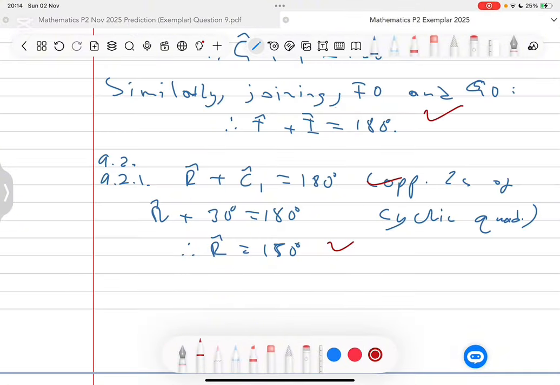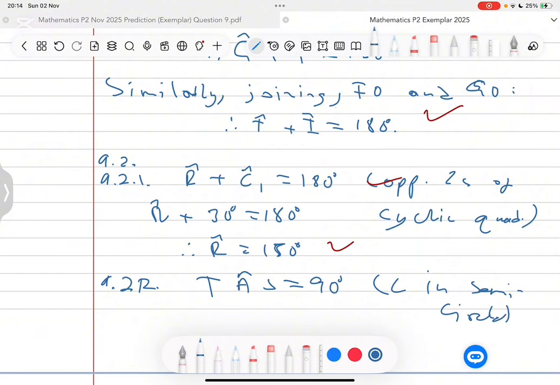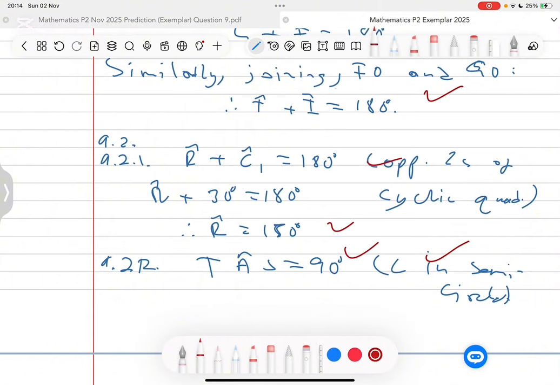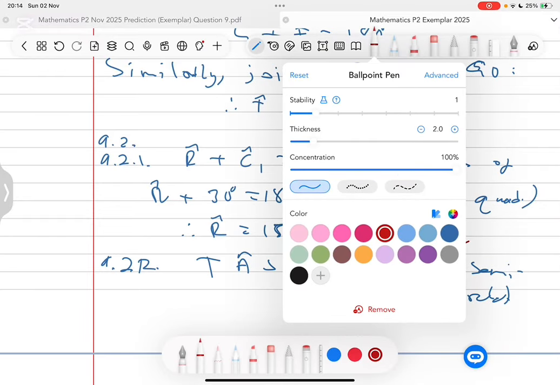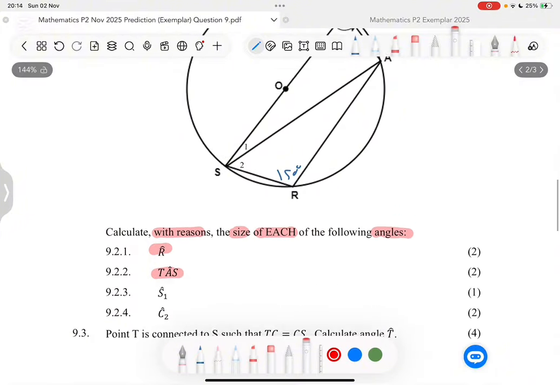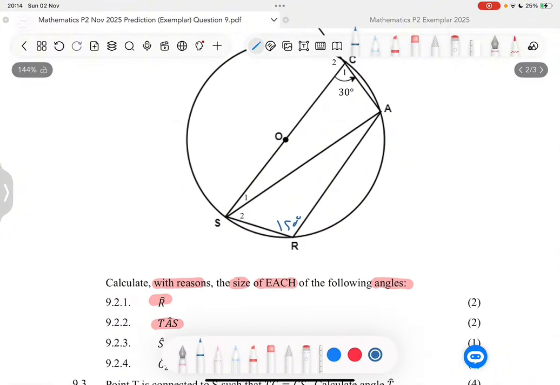So here I'm going to answer this question quickly by saying that we have angle TAS equal to 90 degrees. Why? Because we have an angle in a semicircle. 2 marks again for free: 1 for writing your answer and 1 for giving the reason. Next question. So we know that here we have a 90.